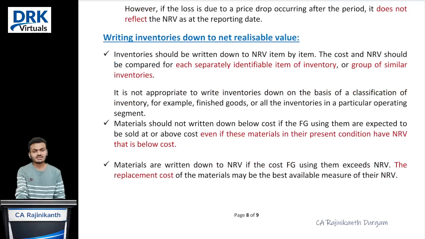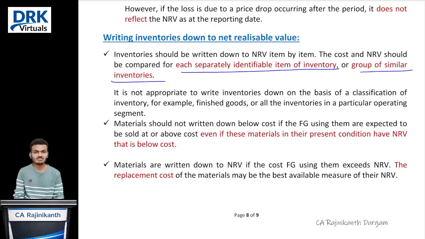So till now, what have we discussed? We discussed cost and we discussed net realizable value. The next step is that we need to compare. How to compare? The standard is saying to compare the cost and net realizable value item by item, and you can compare for a group of similar inventories also. But the standard is saying don't compare category-wise, like finished goods, work in progress, or raw material. You should not compare like that.